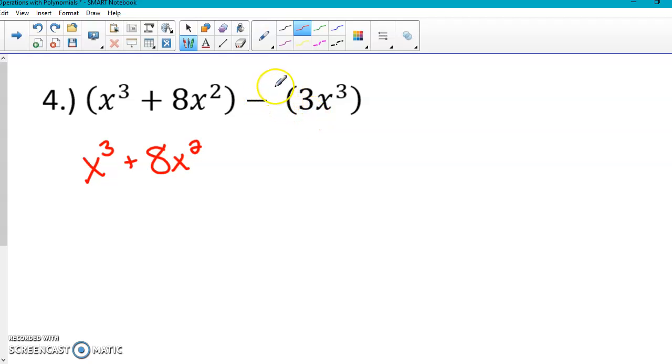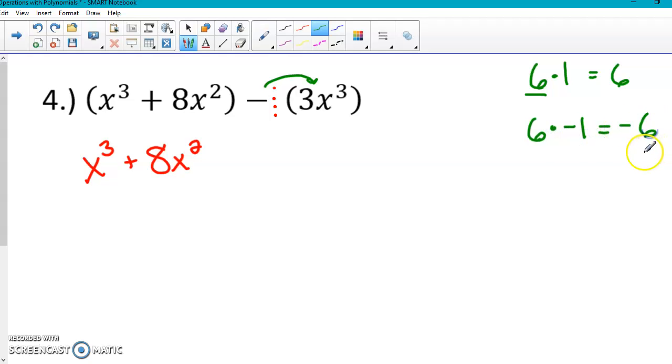Okay, that's an understood negative 1. If you multiply by a negative 1, do things change? So we're going to come to the side and kind of figure that out. If I do 6 times 1, the answer is 6, so it didn't change. But if I do 6 times negative 1, I get negative 6. So, yeah, it changed. So if you have a negative 1 in front of your parentheses, this changes.